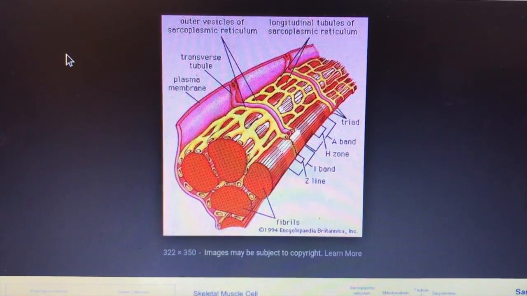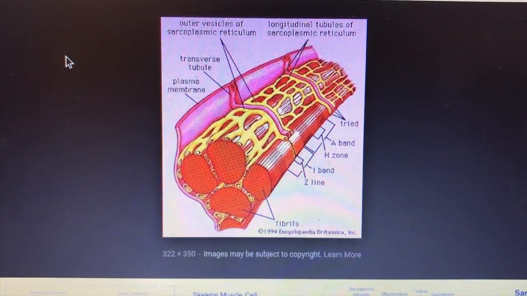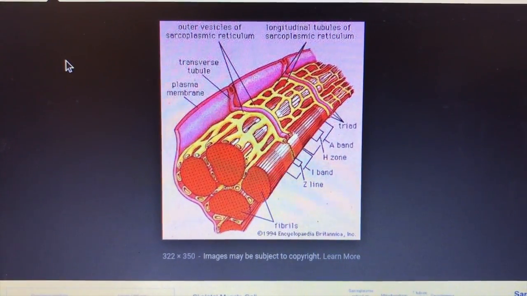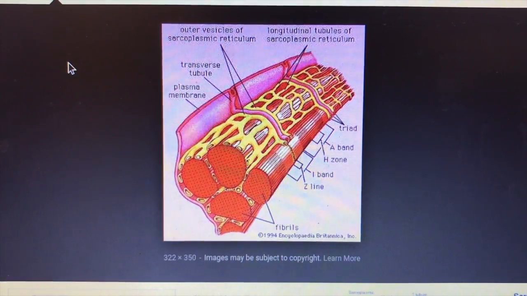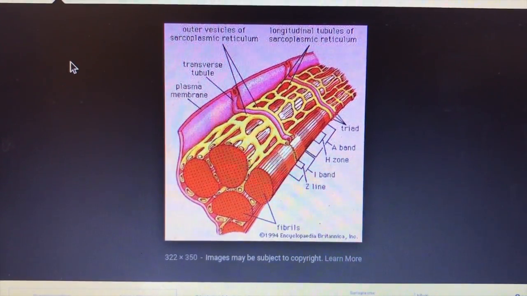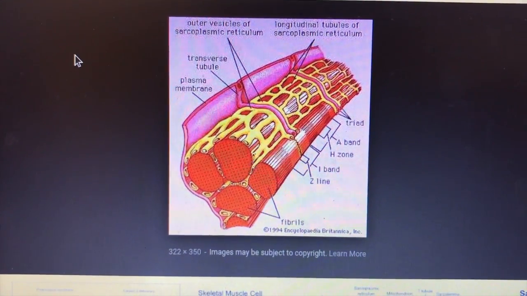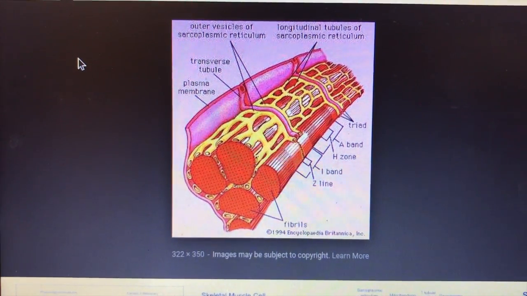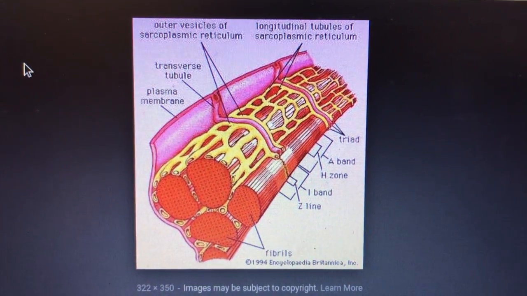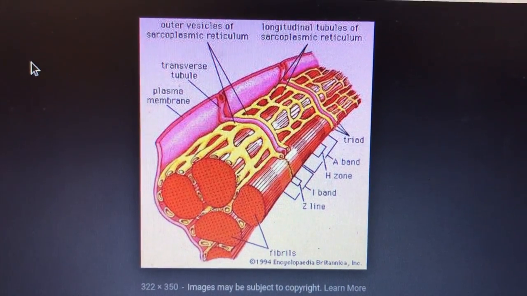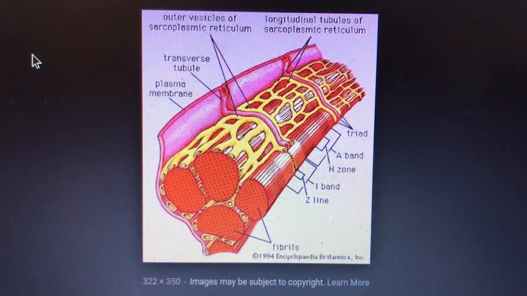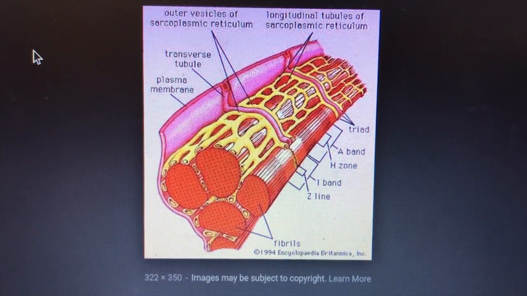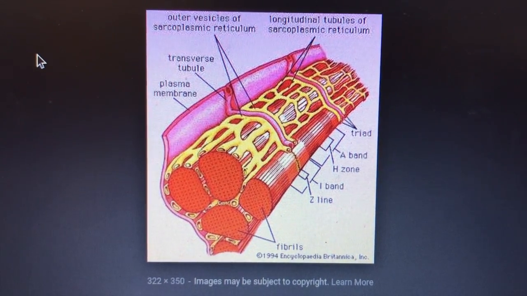The sarcoplasmic reticulum is a specialized smooth ER in muscles. It surrounds the myofibril like a sleeve on a sweater. Its function is to store calcium and release it when the muscle fiber is stimulated to contract, so it provides the go signal for contraction. For other organelles, skeletal muscles have numerous mitochondria, which are the source of ATP because they need a lot of energy in order to contract.